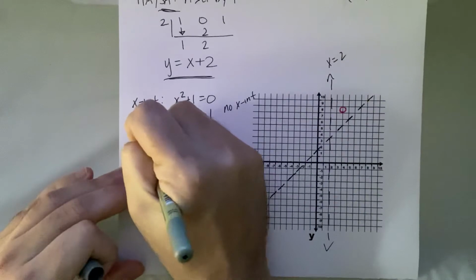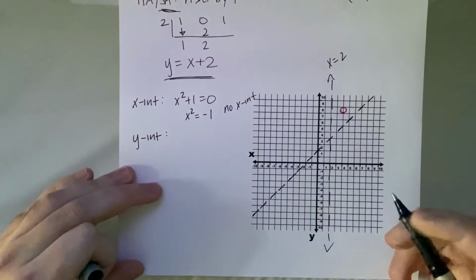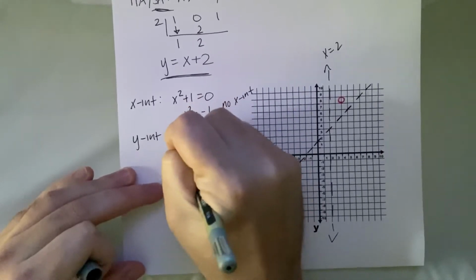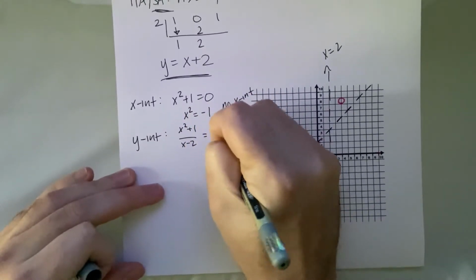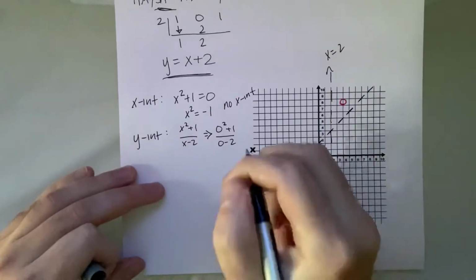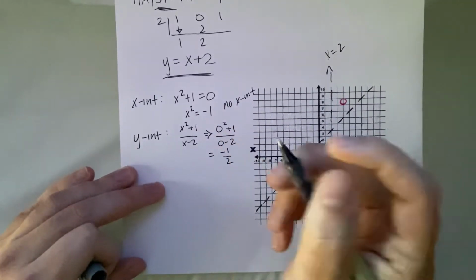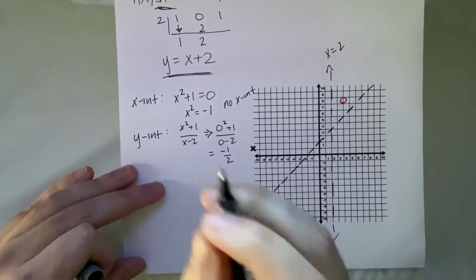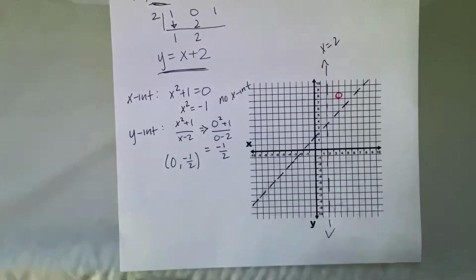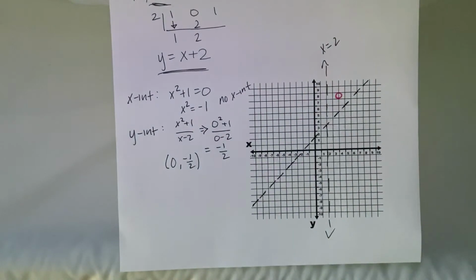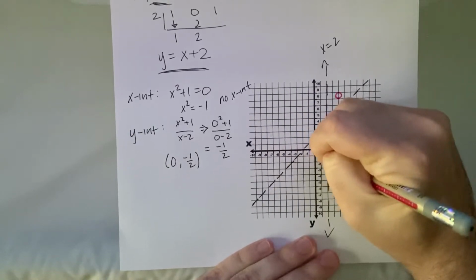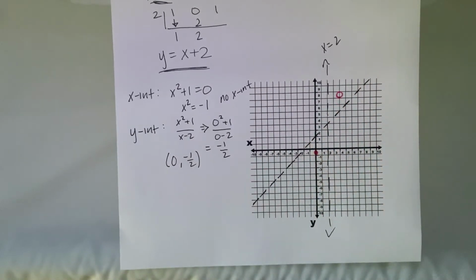What about the y-intercept? All I have to do is plug in 0 to what remains. Well, it's x squared plus 1 over x minus 2. 0 squared plus 1 over 0 minus 2, which is just -1/2. That means we have the point (0, -1/2) on the graph. I will go ahead and plot that. (0, -1/2). It is a filled-in circle, unlike our hole. It's actually on the graph.